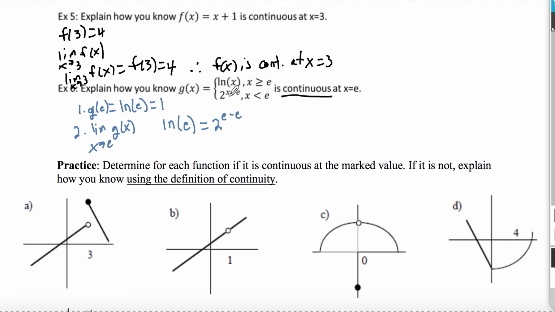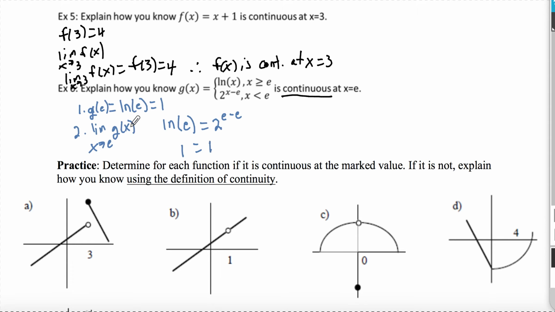Notice I'm taking the left-hand side and the right-hand side and setting them equal to each other, because if they're going to be equal to each other, then the overall limit will exist, because this is really checking the left-hand and the right-hand limits. So let's see. Natural log of e, we already said was 1. 2 to the e minus e, that's 2 to the 0. 2 to the 0 is 1. Look at this. The limit does exist.